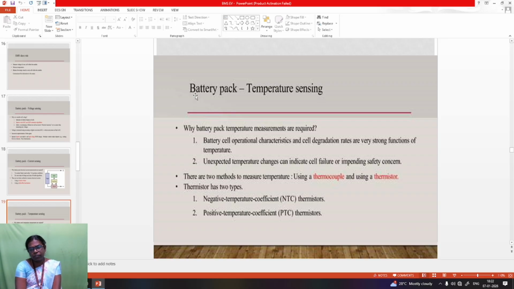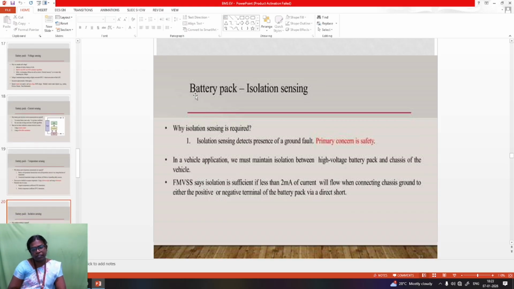There are two methods: using a thermocouple or using a thermistor. A thermistor has two types: negative temperature coefficient thermistor and positive temperature coefficient thermistor. Using both devices, we measure the temperature of the battery, and if we need to display it on any device, we use Arduino or ESP32 or Raspberry Pi. That is the CAN. And isolation sensing.